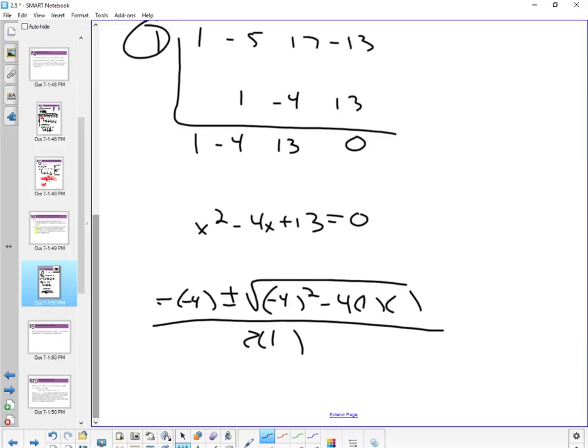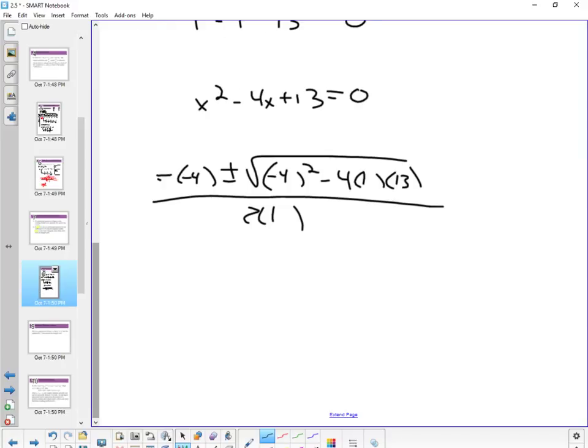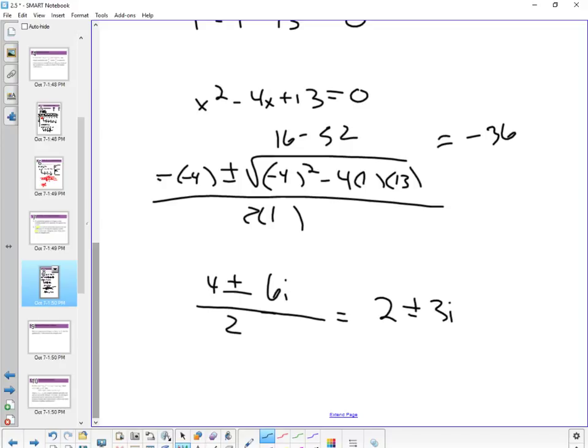Distracted me. So we've got 4 plus or minus something over 2. That's 16 minus 40 plus 12. 52. Negative what? Is that right for starters? Negative 36? 6 times 6 is 36, isn't it? Yeah. So this is going to be 6i. So we've got 2 plus or minus 3i.